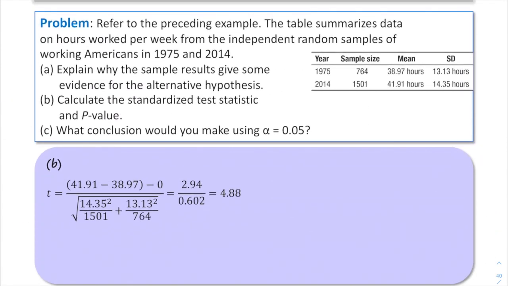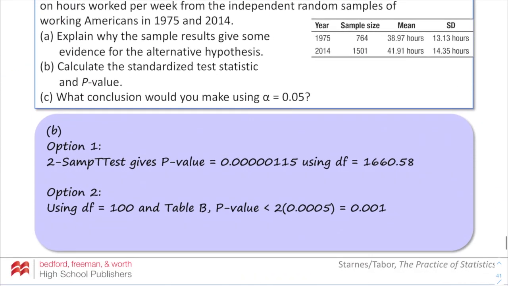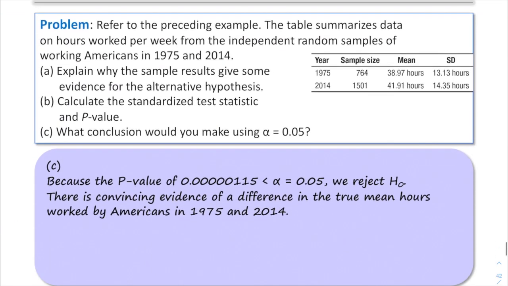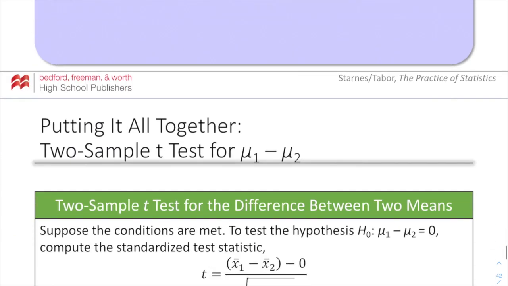Then, filling in our formula for our test statistic, we get t is 4.88. So you can use your calculator, get a p-value using degrees of freedom of 1,660.58. You get a p-value of essentially 0. But again, it's a two-sided test because it said not equal. So we're going to multiply it by 2, 0.001. Okay. This is from using your table. All right, so because the p-value is less than alpha, we reject the null. There is convincing evidence that there is a difference between the two.